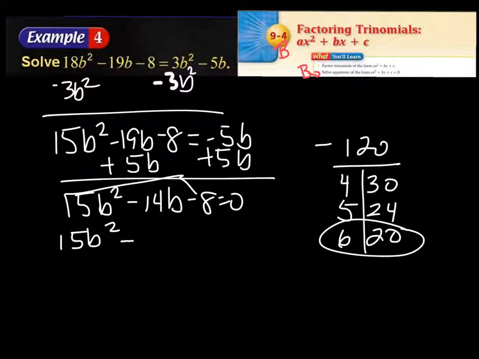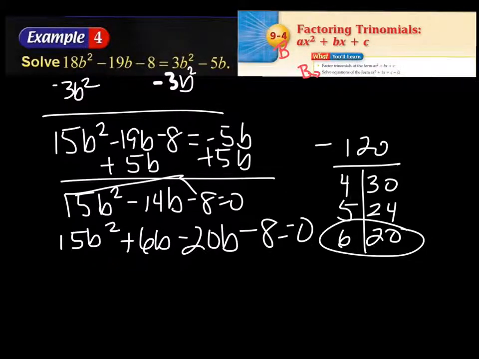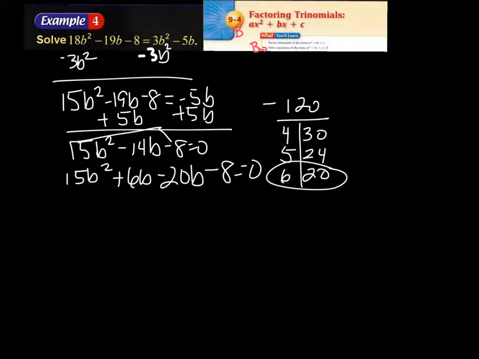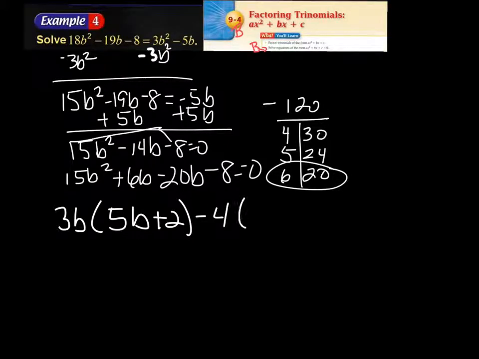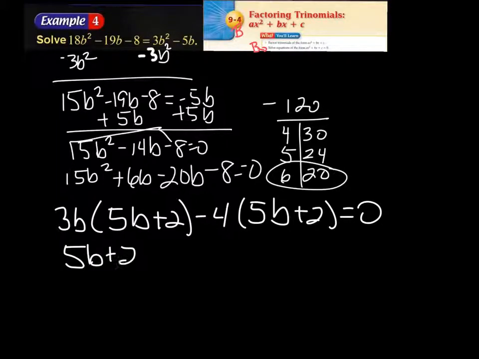So I've got 15b squared, oh, let's do positive first, plus 6b minus 20b minus 8 equals 0. Greatest common factor of the first two terms is 3b, so I'm going to have 5b plus 2 left. Greatest common factor for the next two terms is negative 4, and surprise, surprise, I get 5b plus 2 there also. So my two factors are 5b plus 2 and 3b minus 4, equals 0.